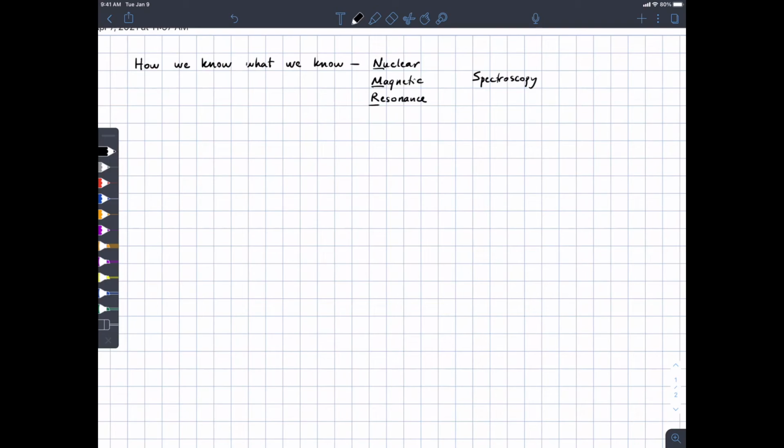So last time we were talking about how it is that we know what we know about organic chemistry. We talked about infrared spectroscopy and mass spectrometry as ways of verifying the presence of certain functional groups and as ways of confirming that you've got the right mass in your product. But we also need a way to figure out what's bonded to whom.